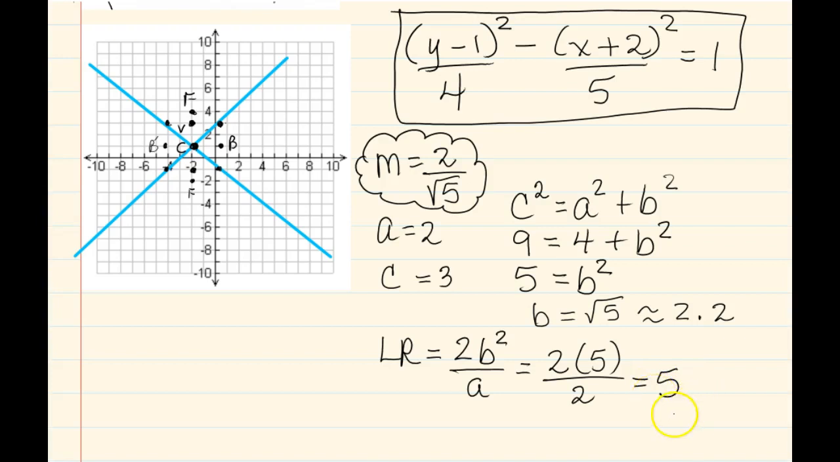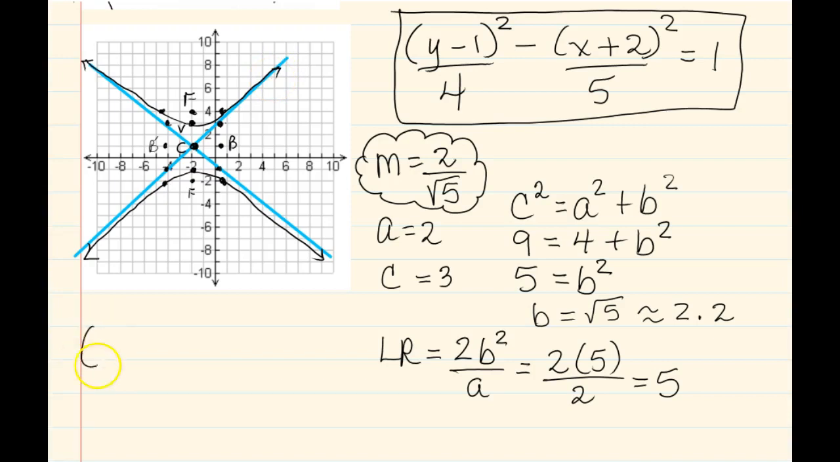That means I need to go half one way and half the other. So at my focus, I'm going to go over 2 and a half in each direction. And you can see that it's really close to my blue asymptotes. I do the same thing at this focus, going over 2 and a half. So from my vertex through that point, through my asymptotes. So we have finished graphing it.